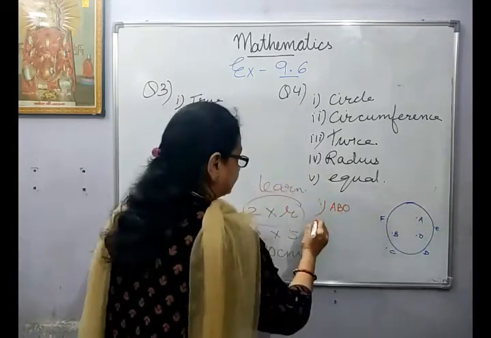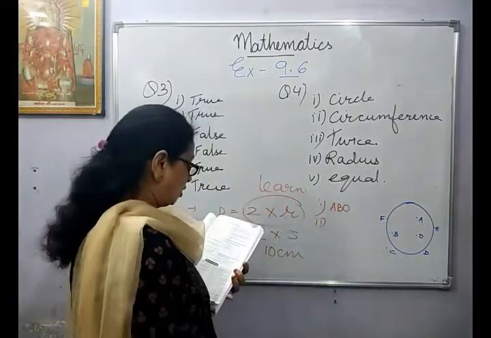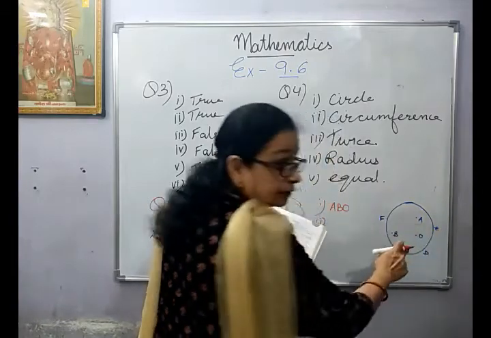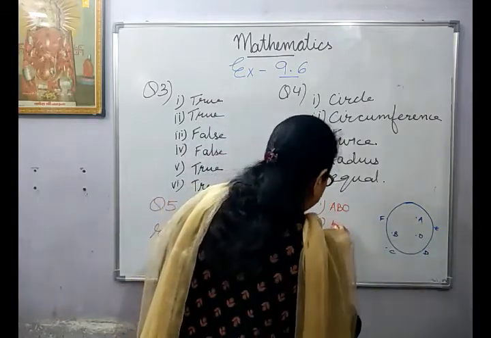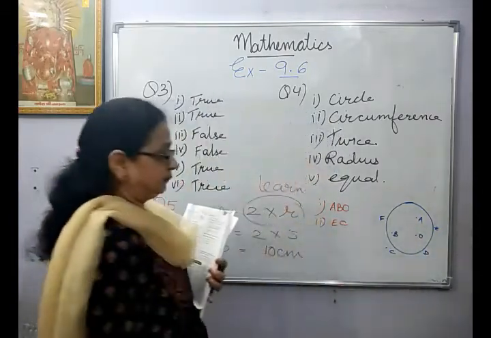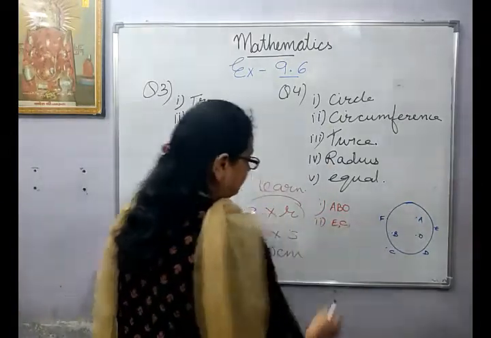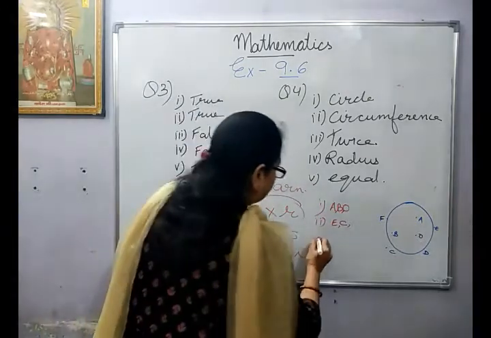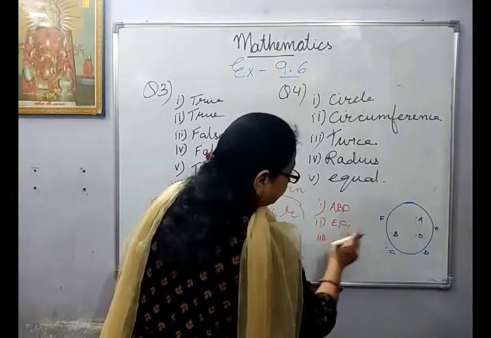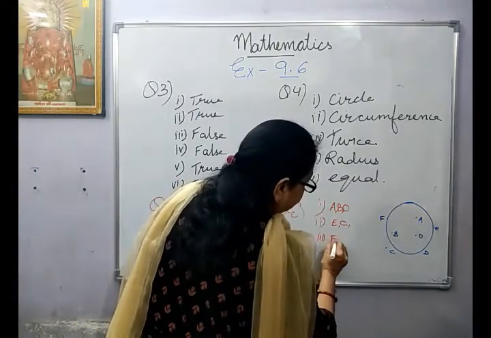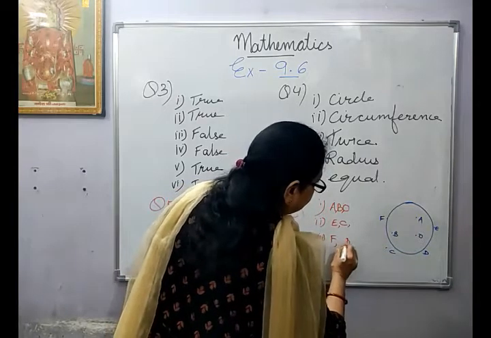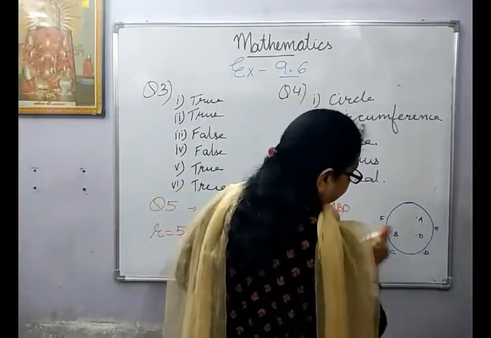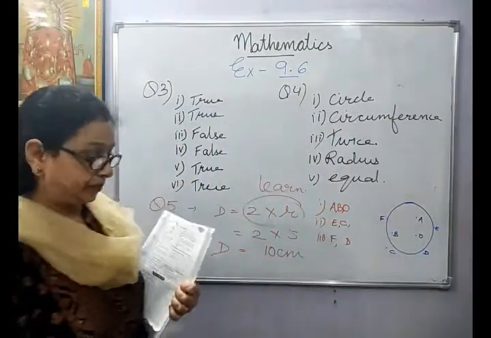Interior means inside the circle. On its exterior, exterior means outside. See, this E is not on the line, it is outside, so it will be E and C. Then third, on its boundary, F and D. Only two are there, F and D, on the boundary.